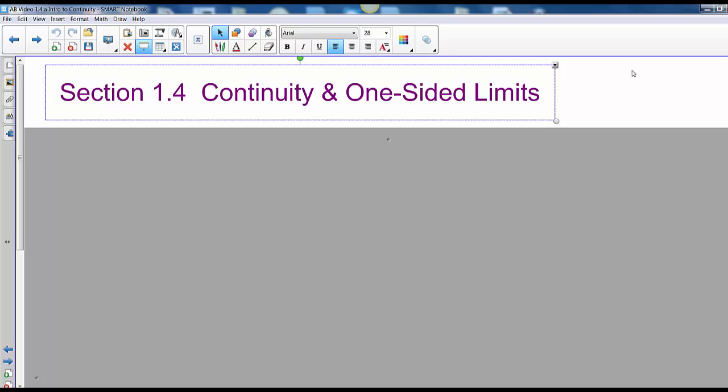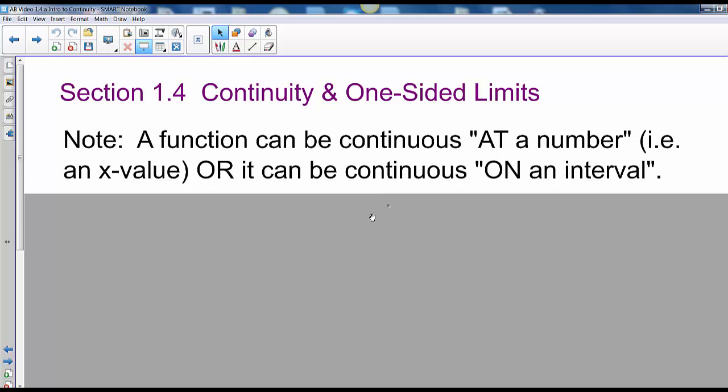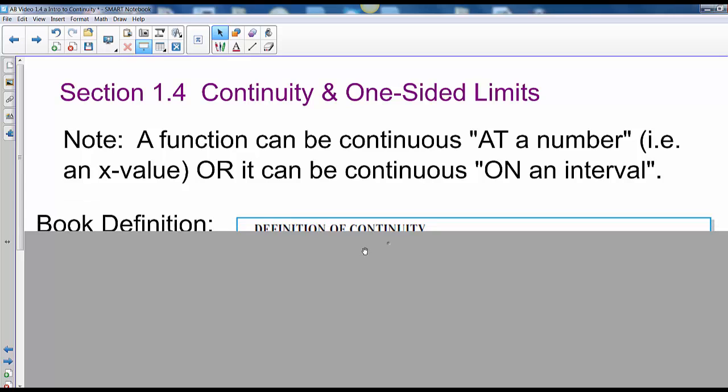In this section, we're going to be looking at continuity, which is going to involve one-sided limits, which we've already talked about. So I do want to make one thing very clear. There's two types of continuity. There's continuity at a number, that is, at a particular x value, so like at x equals 3. Or it can be continuous on an interval, such as from -2 to 7, or from -infinity to infinity. But you would never just say, oh, that function is continuous. It's either continuous at a particular number, or it's continuous on a particular interval.